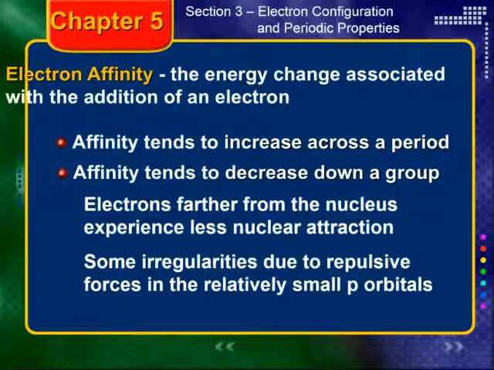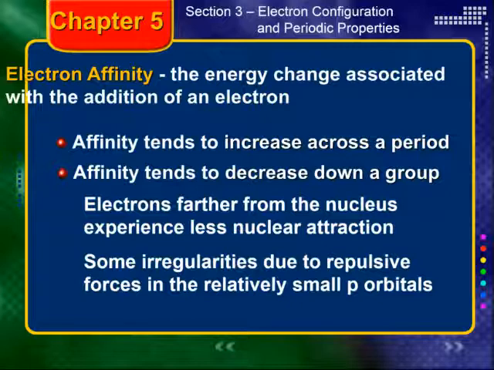Electron affinity tends to increase, okay, it goes up, okay, the absolute value for that energy change increases as you go across a period. Affinity also tends to decrease as you go down a group from top to bottom. So again, we have a trend as you go across a period and a trend as you go down a group.